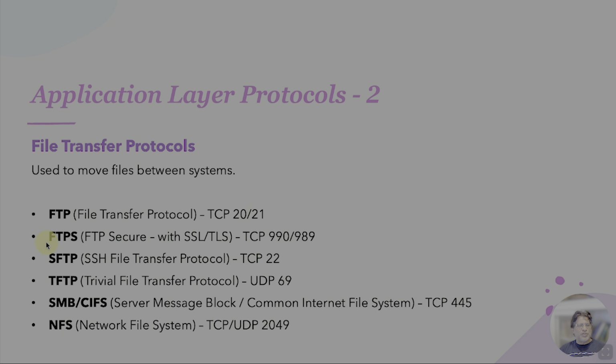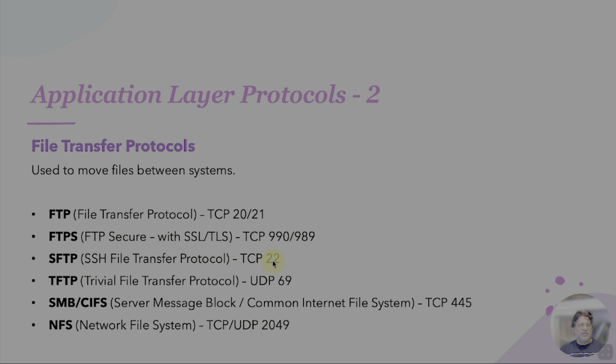You may want to use secure forms of FTP. So which is the FTP secure, which is FTPS, right? Which uses SSL and TLS, right? Port 990 and 989. Alternatively, you may consider using SFTP, which is using SSH with FTP. So instead of SSL TLS here, it uses SSH, which is very secure in combination with FTP. And that's on port 22, just like SSH is.